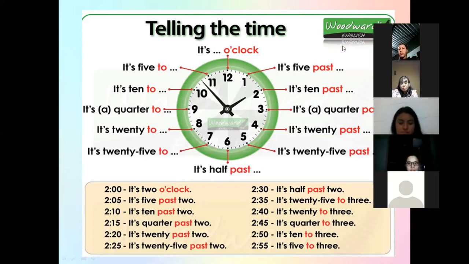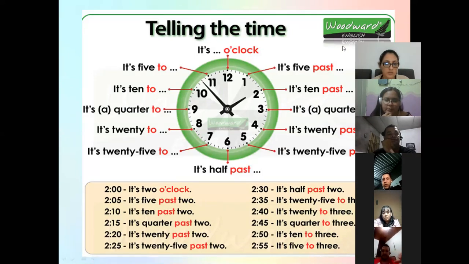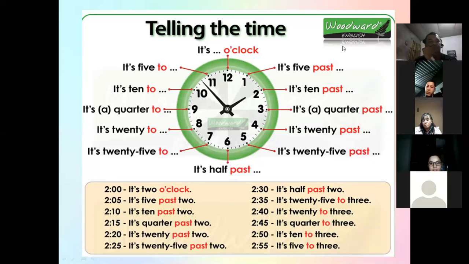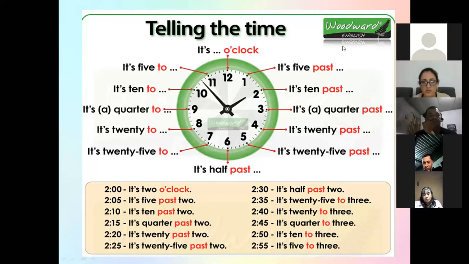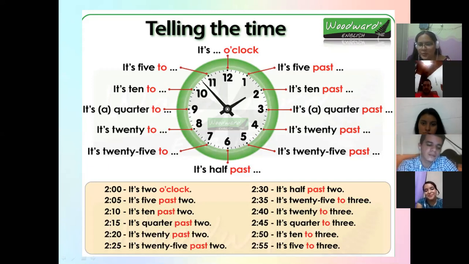Do you understand these expressions? Are the expressions clear? Or do you have questions about this? Tell me, no questions? It's clear? Okay, perfect. Teacher, I have a question. Okay, tell me. ¿Se puede usar it's quarter past y también it's a quarter past, con la A y sin la A? Yes, you can say a or no. Personally, in my case, I prefer to say it's a quarter to, it's a quarter past. I prefer to use that word, but it's up to you if you want to use it or not.